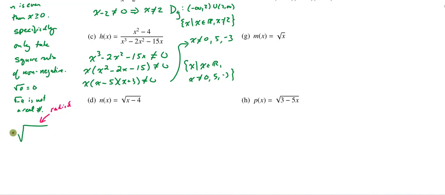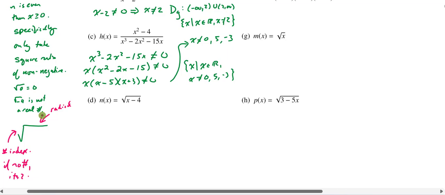Okay. And the number right here is called the index. If there's no number, it's 2. So it's a square root. And then we call the stuff inside the square root sign, let me just put a letter there, the radicand. Okay, so just being careful with our vocabulary here.